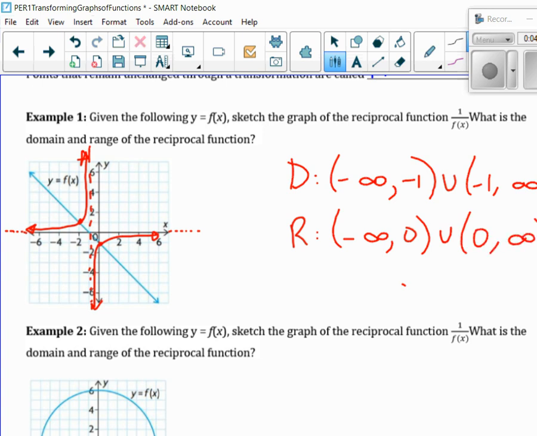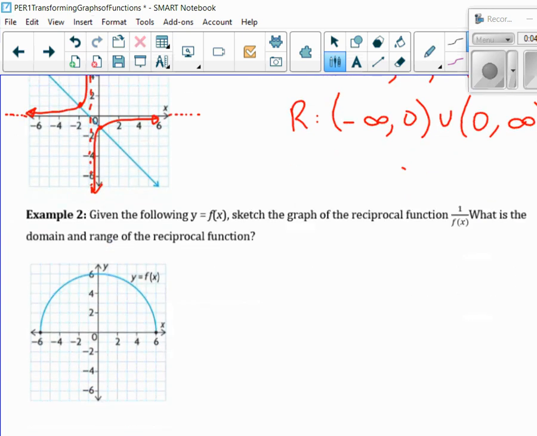Okay. Next example. Given the following function f of x, sketch 1 over f of x. What's the domain and range? So this is a little bit different than what you're used to, but you use the same concepts. You've got to find any asymptotes. Again, asymptotes occur where there are x-intercepts. So we have 2 in this case, an asymptote here and an asymptote here.